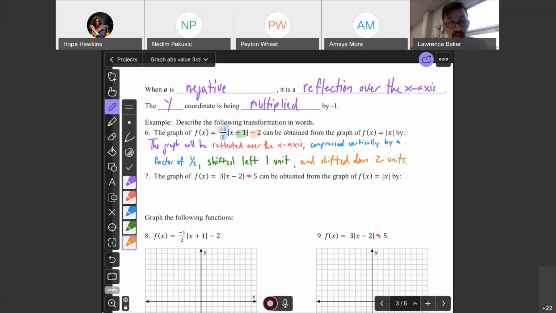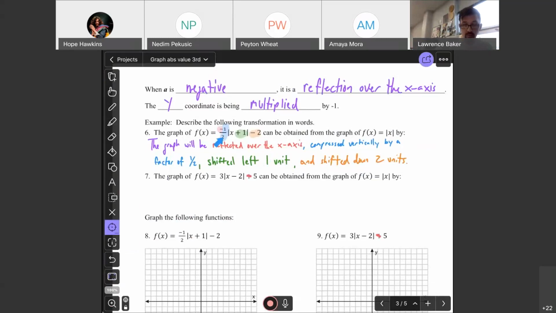This is really as complex of a problem as we could give you. It has everything in it. It's got a reflection, some sort of compression or stretch. It's got a left or right shift, and it's got an up and down shift. So if that's something you can understand, then you can understand the most complex problems, right? Or if there's something that's tricky, usually it deals with A.